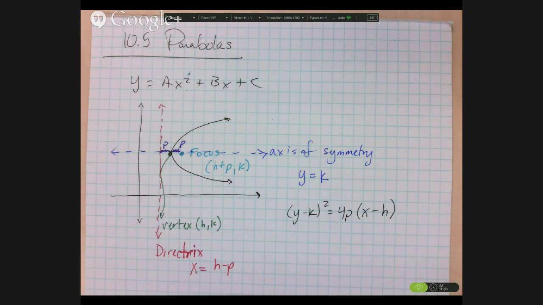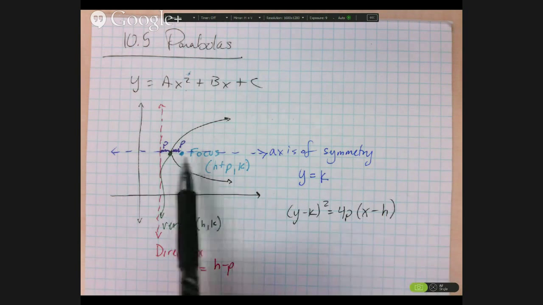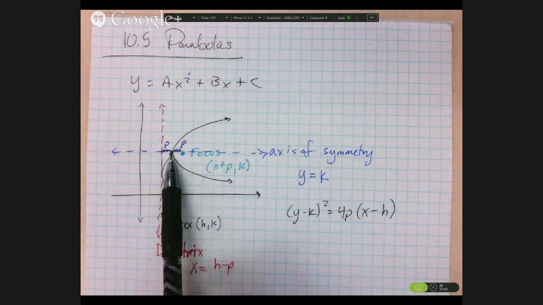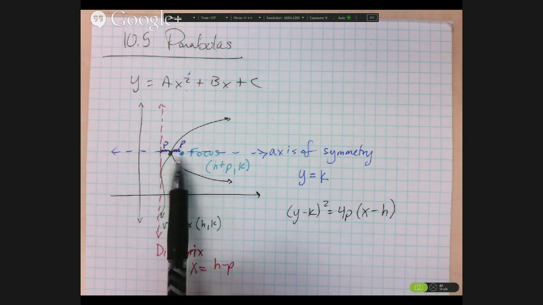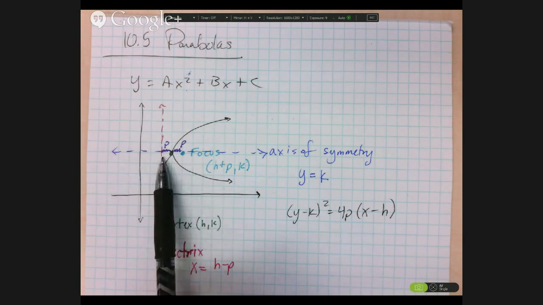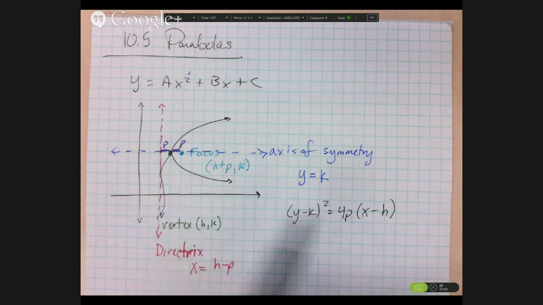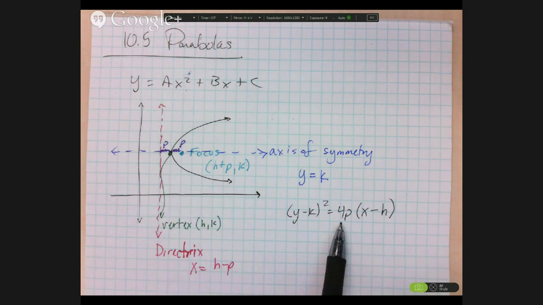How do you find what p is? p is, okay, two ways. If you're given the graph, it's the distance from the vertex to the focus, or the vertex to the directrix. It's a number. If you're given the equation, I'll show you one in a minute, it would be 4p equals 8, or something of that nature, and you can calculate p.